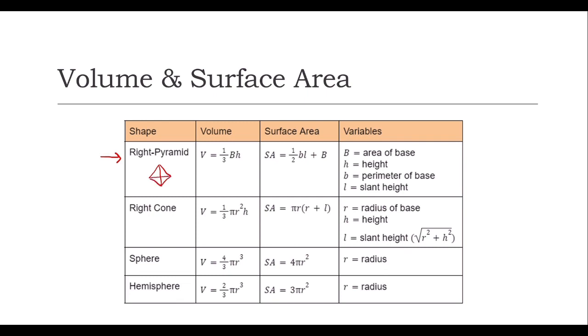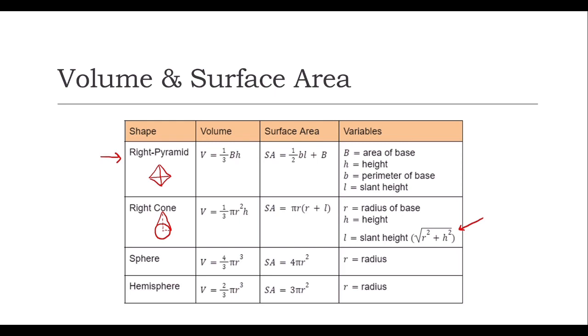So you could have a triangle on the bottom, you could have a square on the bottom, or any other shape. Your right cone is basically a pyramid, but your shape is a circle on the bottom. So if there's a circle, it wouldn't be considered a pyramid, it would be considered a cone. So your volume of a cone is 1/3 pi r squared h, and your surface area is pi r times your radius plus your slant height, which can be found by taking the square root of r squared plus h squared.